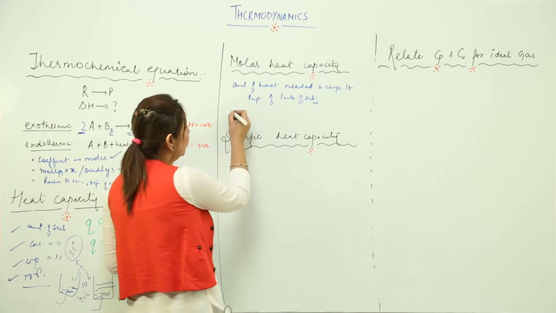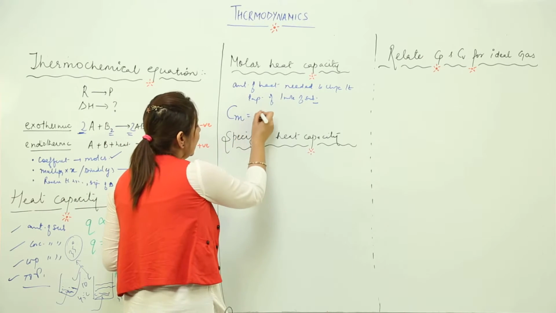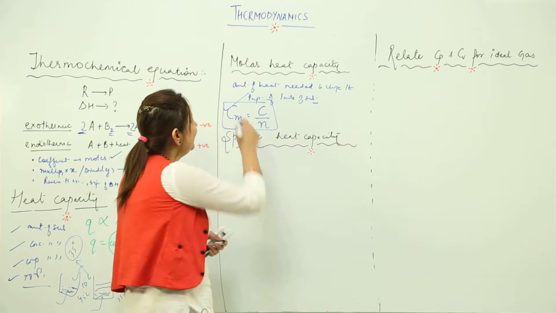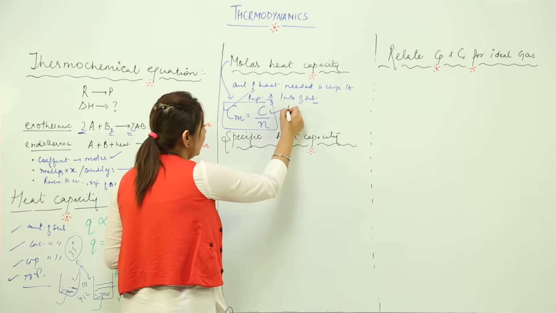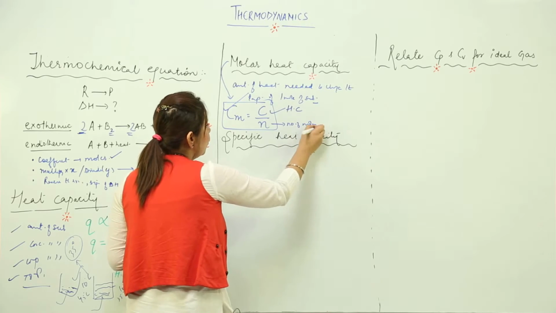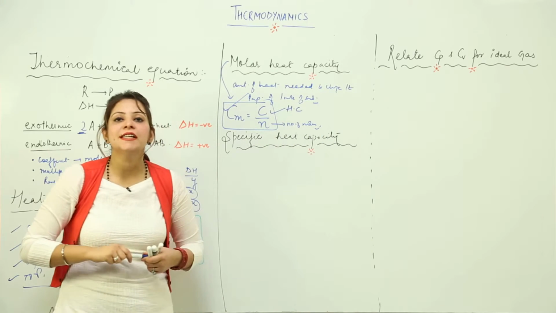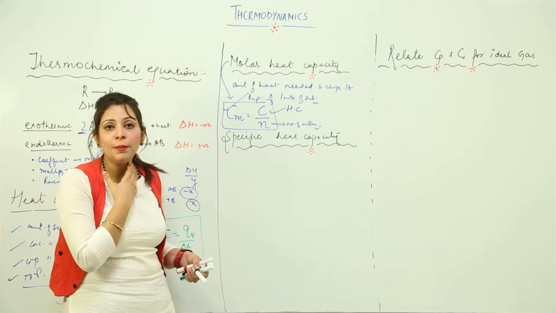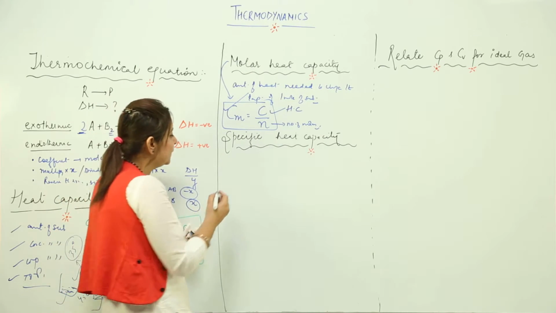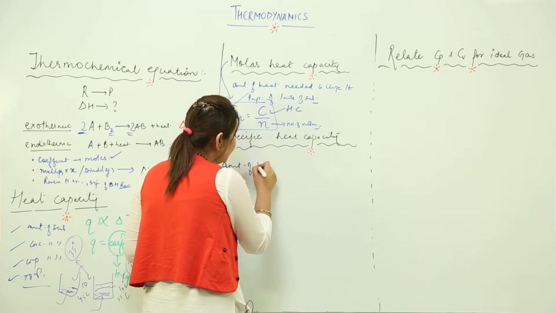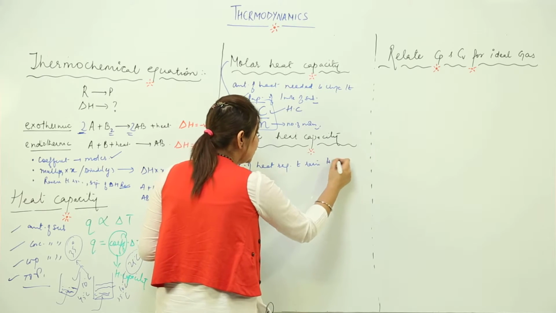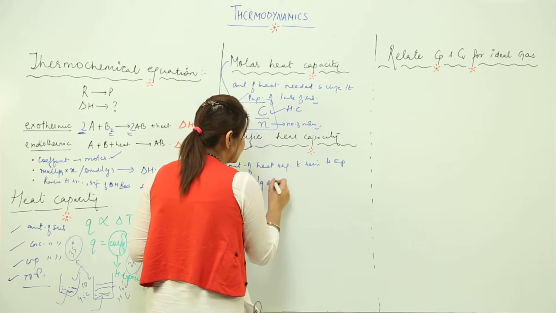So how do we write this molar heat capacity? It is written as Cm and it is equal to C over n. What is the Cm? It is the molar heat capacity. And what is the C? It is the heat capacity and this n is the total number of moles. Right. So this is what is the molar heat capacity. But when I talk about specific heat capacity, then I am talking about a specific substance. So it means the amount of heat required to raise the temperature of 1 gram of substance.